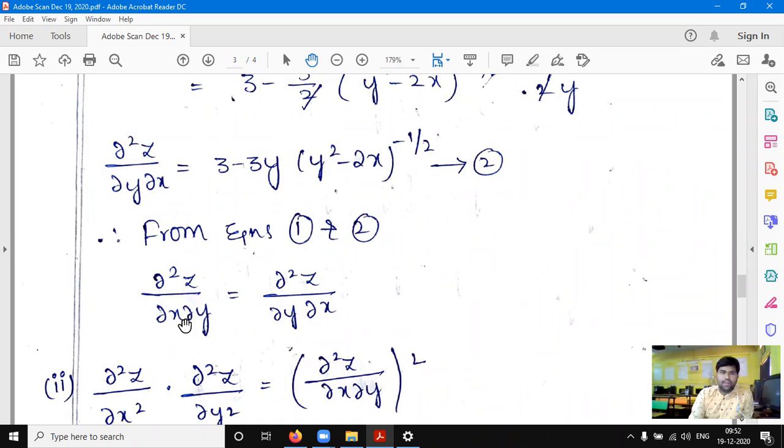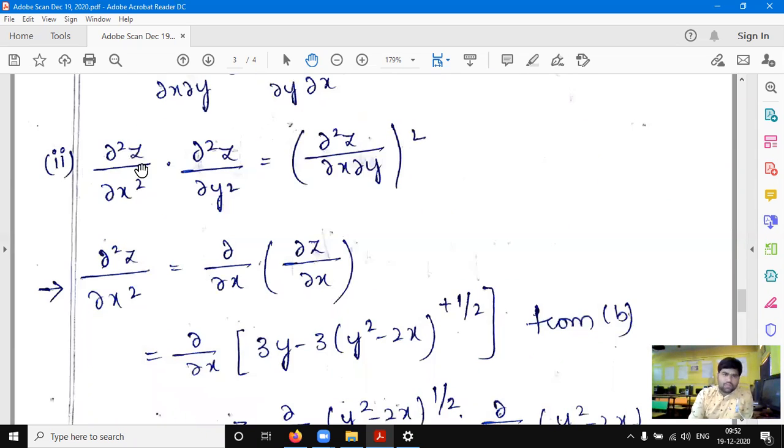∂²z/∂x∂y is equal to ∂²z/∂y∂x. So that is the first problem in this. The second one is (∂²z/∂x²)(∂²z/∂y²) is equal to (∂²z/∂x∂y)². Okay, now first you have to calculate this one.